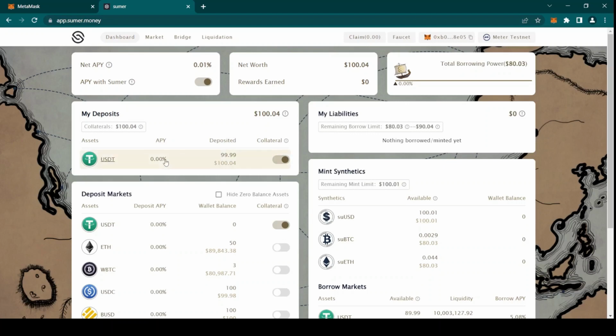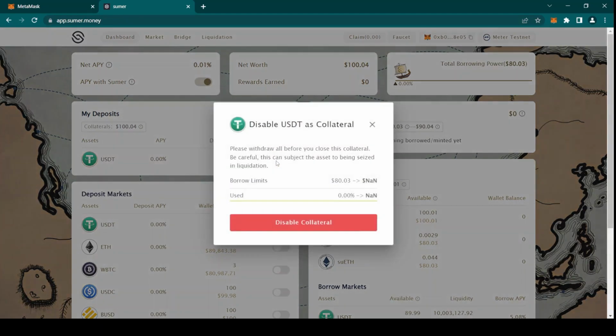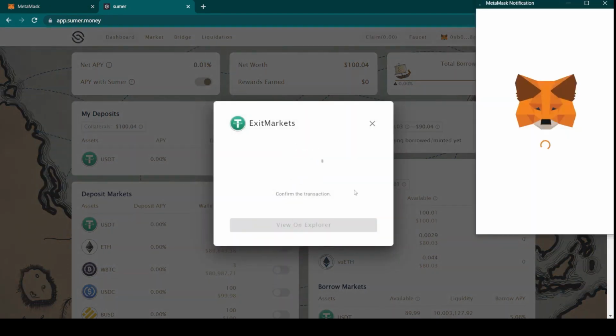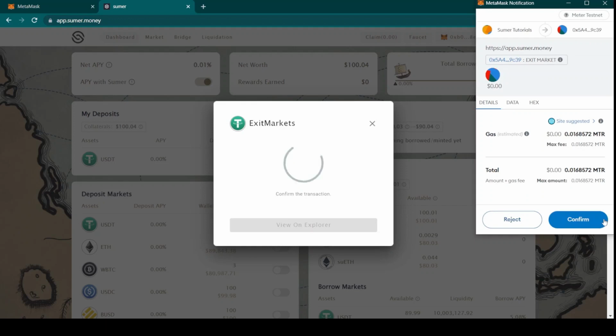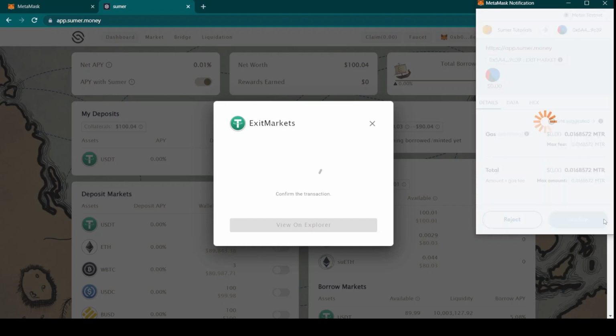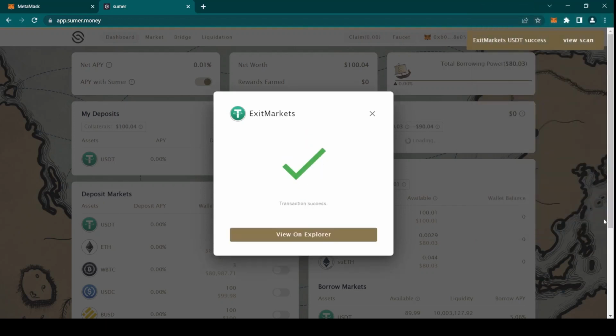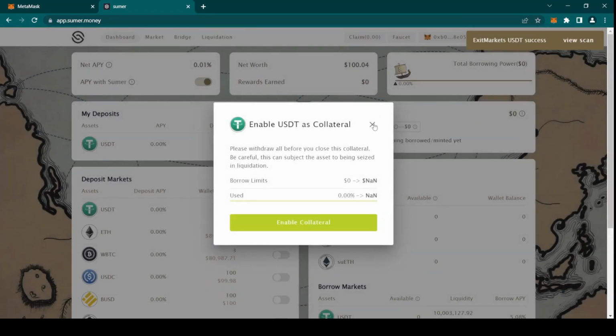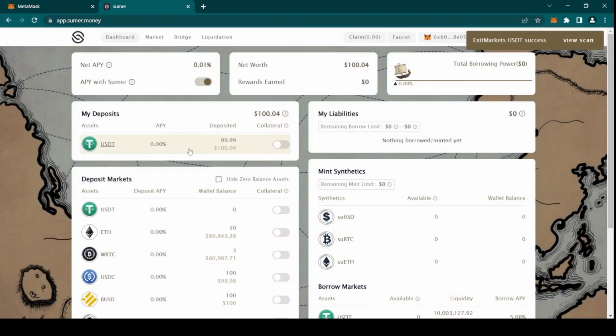By default, every deposited token is enabled as a collateral. Any user who only wishes to earn interest on the deposited tokens can disable the deposited asset as collateral. Once the deposited asset is disabled as collateral, you'll see the net worth is unaffected. However, your total borrowing power is reduced to 0.